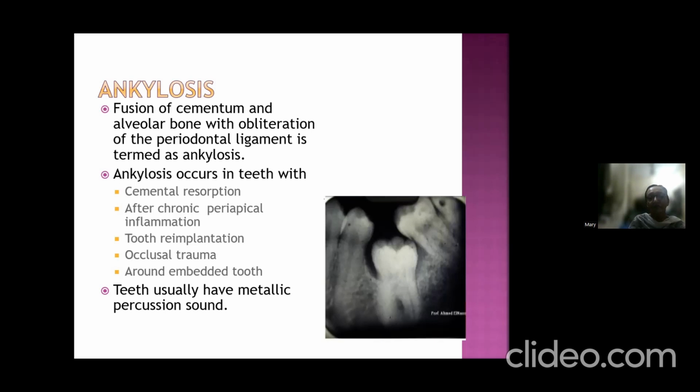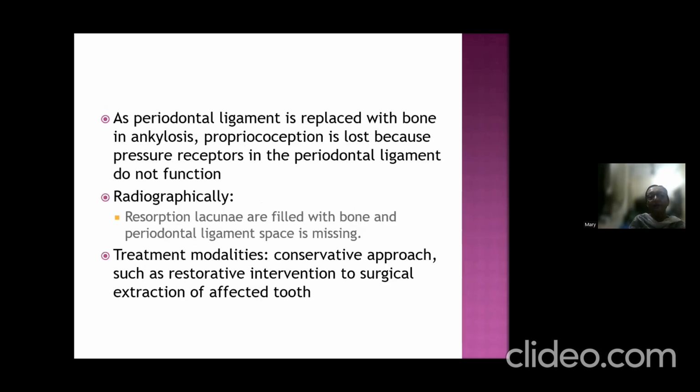So in such cases, clinically we can record a metallic percussion sound when we percuss the tooth. Here the periodontal ligament is replaced with bone, and as the periodontal ligament is absent in these teeth, proprioception is lost because the pressure receptors in the periodontal ligament do not function. Radiographically, resorption lacunae will be filled with bone, and the periodontal ligament space will be absent in such teeth. So the treatment modalities are a conservative approach. That is, you can either restore the tooth, or you have to surgically extract the affected tooth.